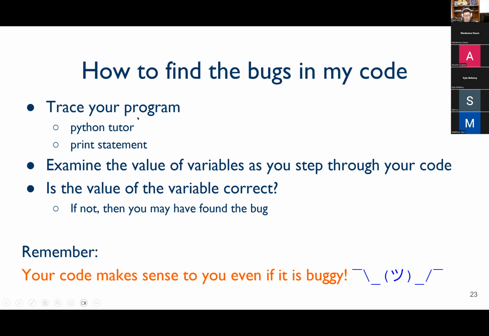So when you trace your program, you want to use either Python Tutor or print statements. You print out the values of variables at different stages and see if, when this statement runs, I expect x to be 5. Is x 5 at this point? If it is not 5, you know something is wrong with that statement. So that's what you do. You examine the values of variables at certain spots. Any questions about this?